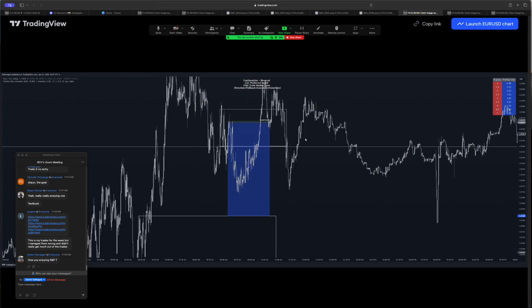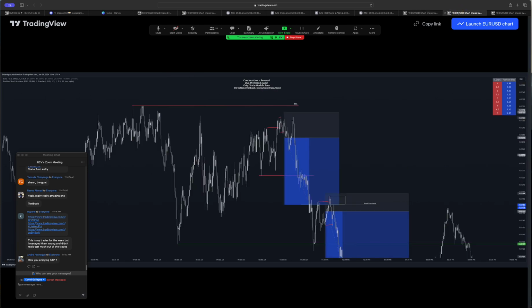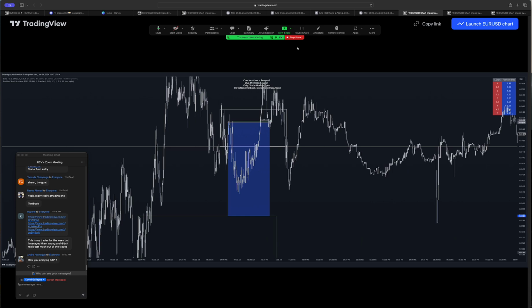Trades for the week. Okay. So here, the only mistake I see is that if you're going for this transition, just aim for the previous sell.